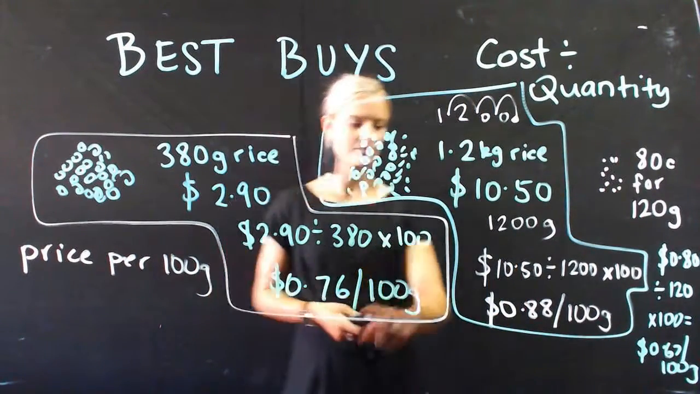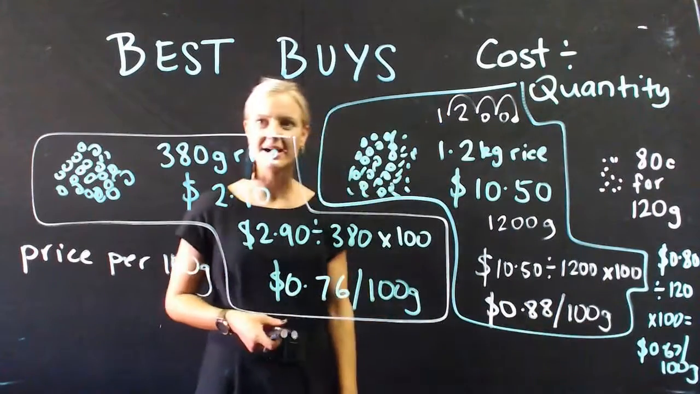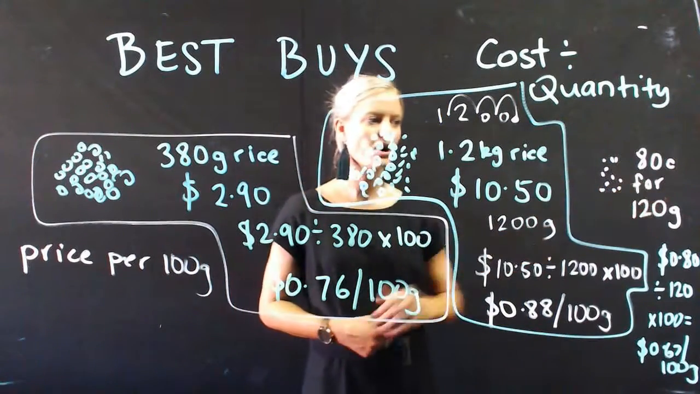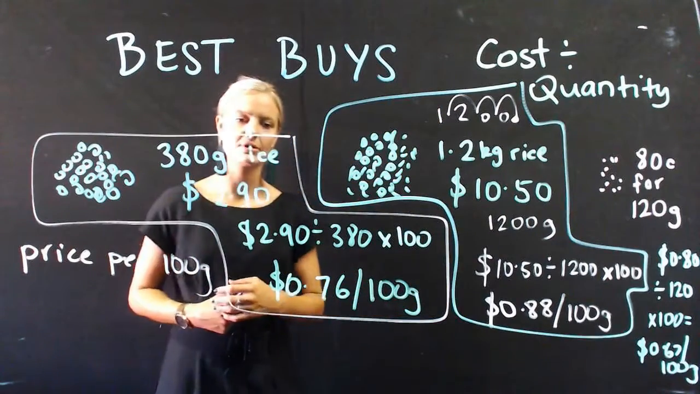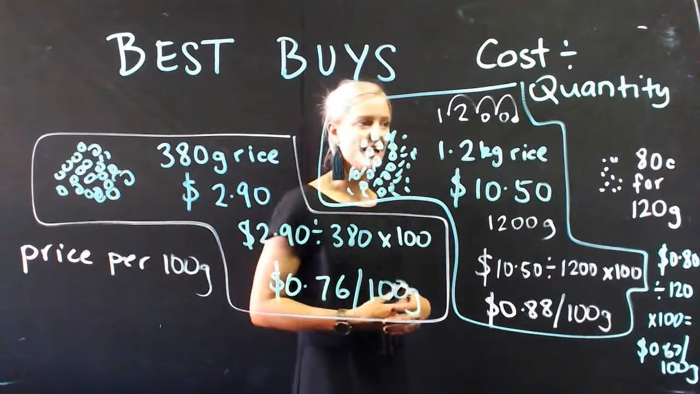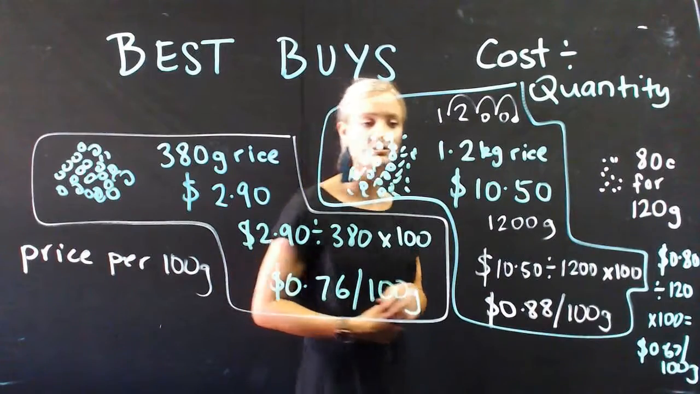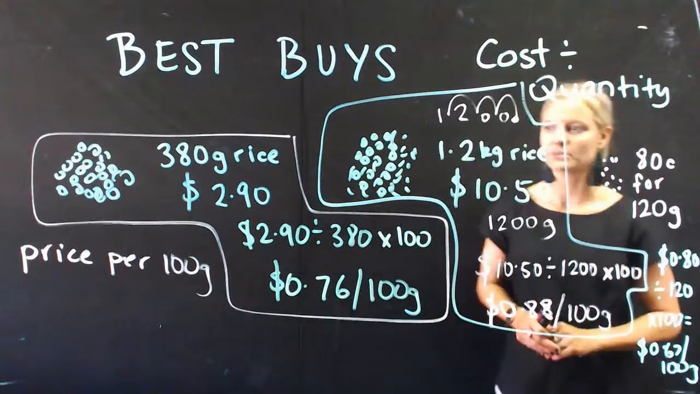So, out of my 3 options, it's actually cheaper to buy this little packet of 120 gram rice at 67 cents per 100 grams. That is my best buy, and I could buy bulk of those if I wish to, and it would still work out cheaper than these.